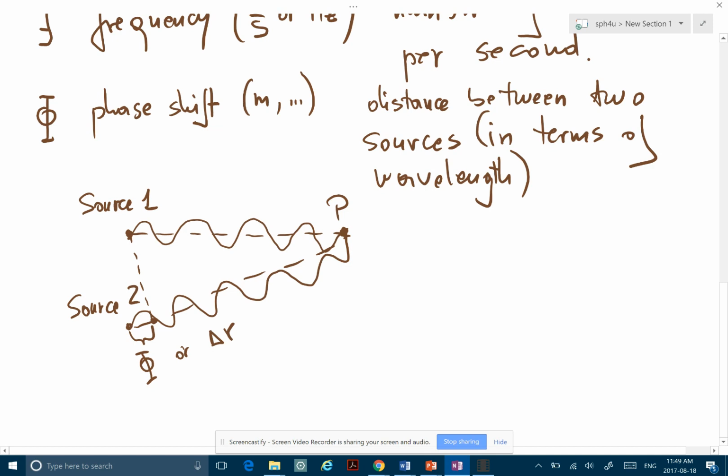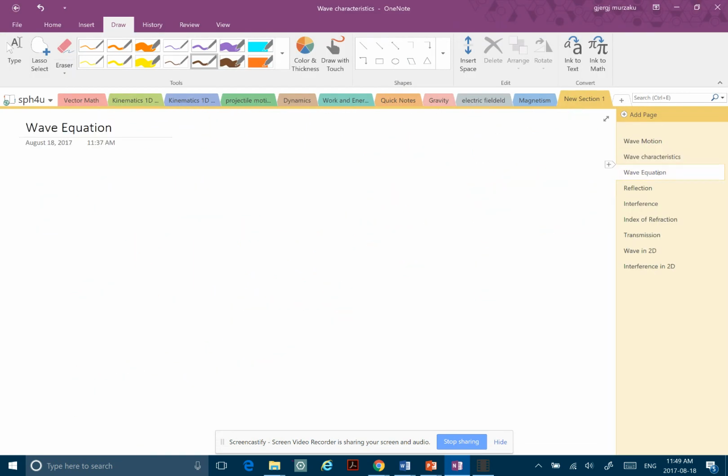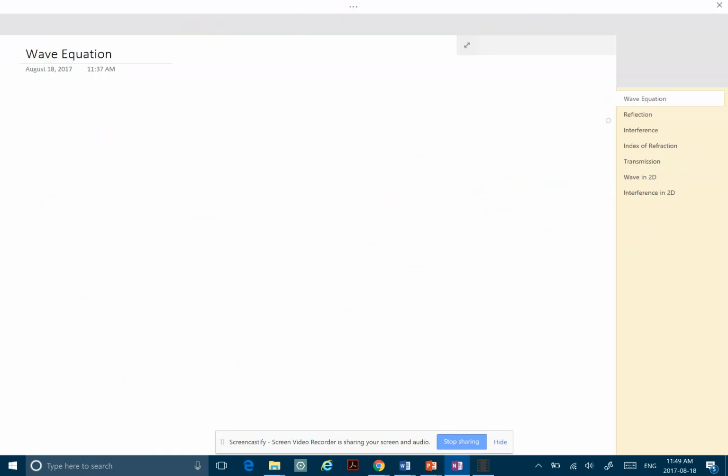Okay, so those are the main characteristics of a wave that we will use throughout this section on the wave nature of light. Okay, the wave equation, it's only one. It relates the wave speed of a wave. Okay, so it's very simple. The speed of a wave in general is distance over time.